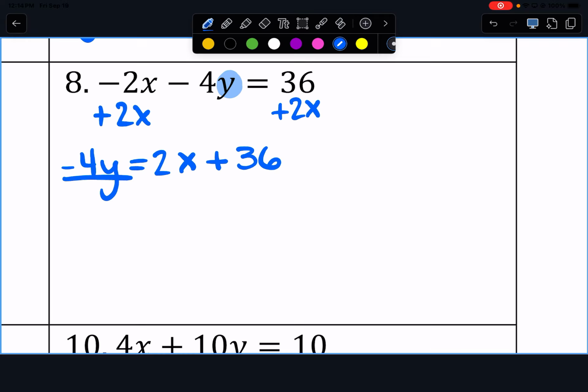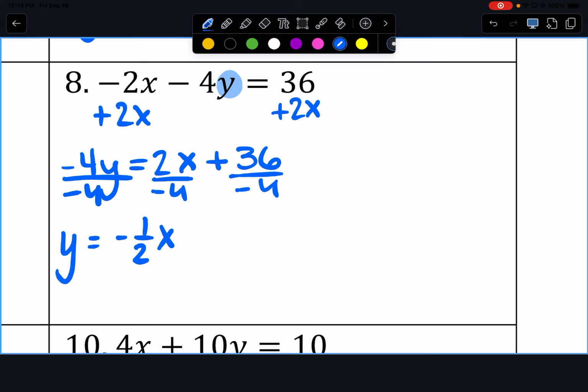Divide by negative 4. So we get y equals, can I simplify 2 over negative 4? Yes. To what? Negative 1/2 x. What about 36 divided by negative 4? There we go.